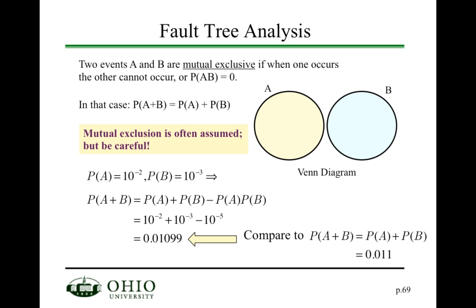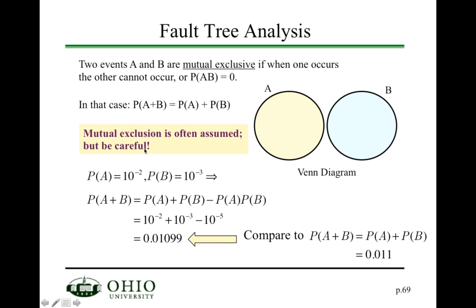Now, in some cases, 2 events A and B are mutually exclusive, which means the probability that A and B happen at the same time is equal to 0. In that case, P(A or B) is equal to PA plus PB. Often we assume this mutual exclusion, but you have to be careful.